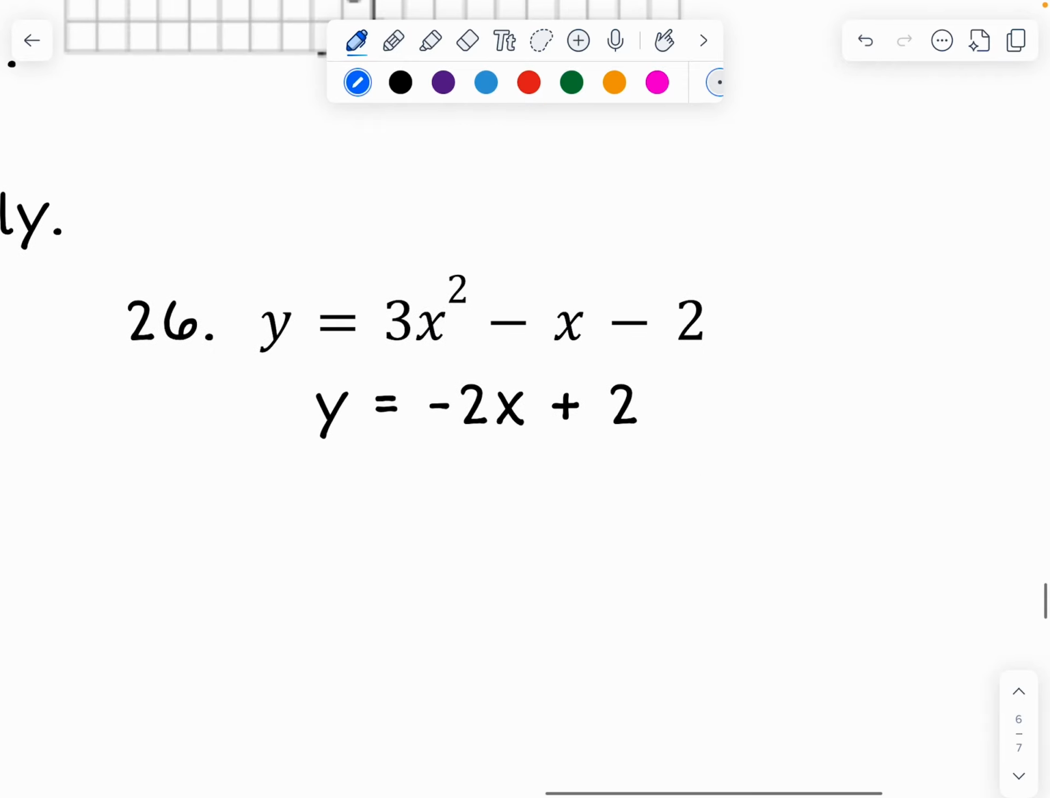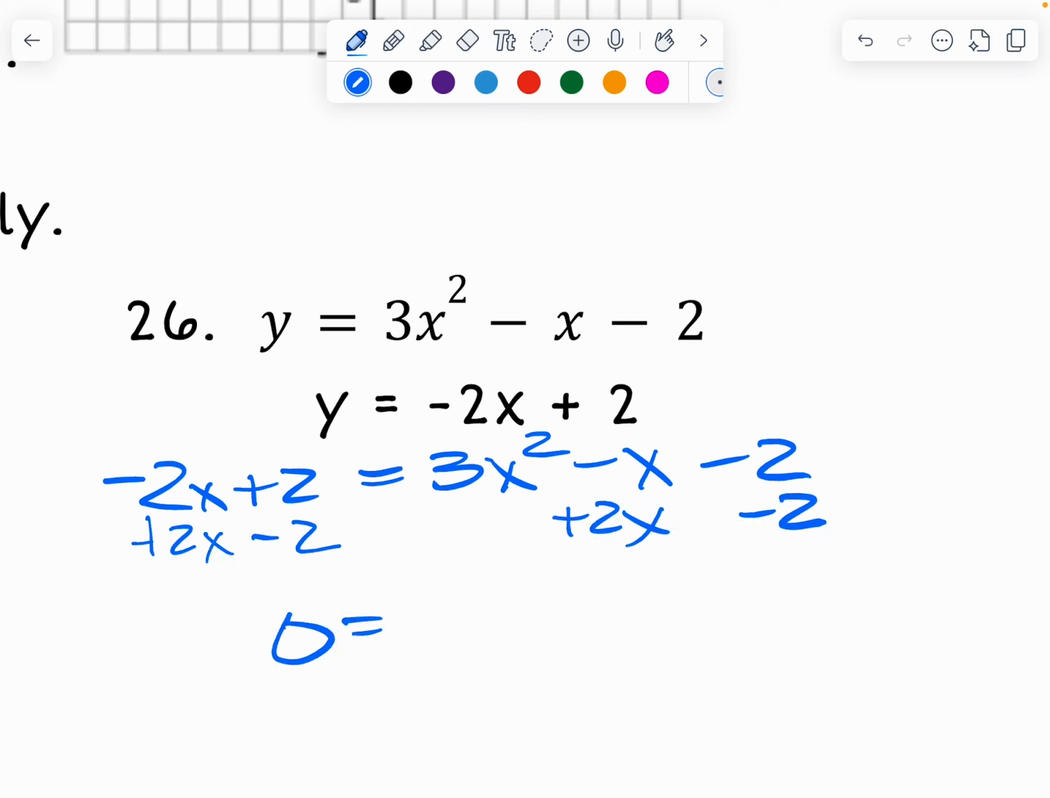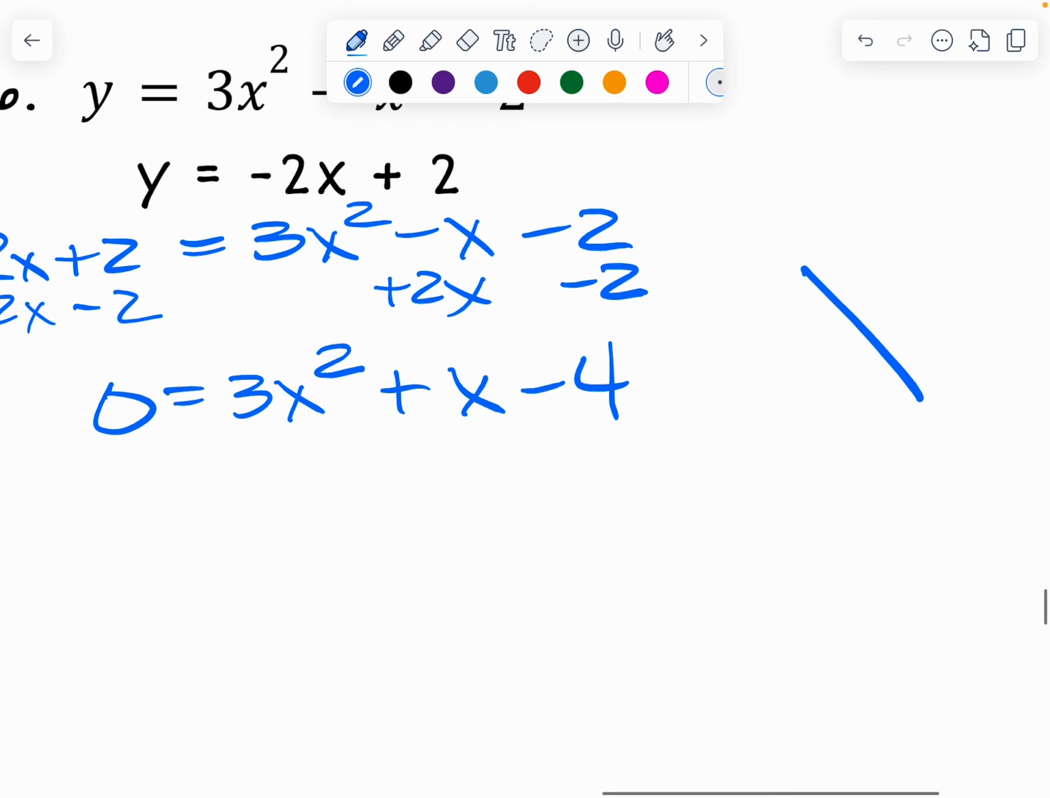Okay, next one. So negative 2x plus 2 equals 3x squared minus x minus 2. Add 2x, subtract 2, 0 equals 3x squared plus x minus 4. What are the factors of negative 12 that add to 1? That would be 4 and negative 3.